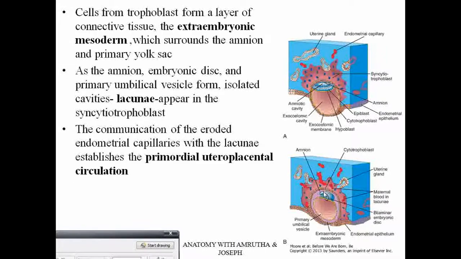So this is the primordial uteroplacental circulation. So on the periphery, the syncytiotrophoblast, along with the blood vessels and the lacunae, is going to establish a primordial uteroplacental circulation, or we are seeing the development of the placenta.